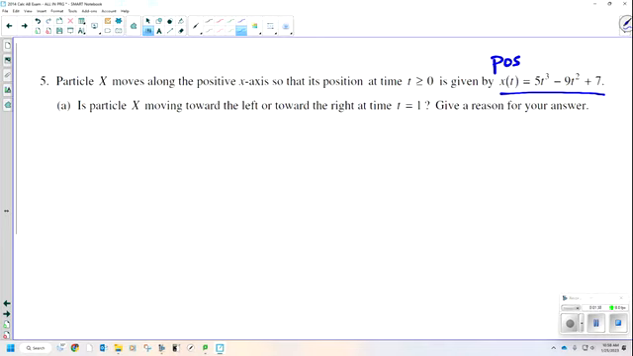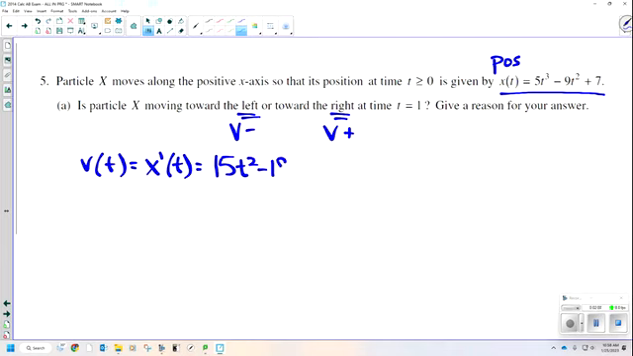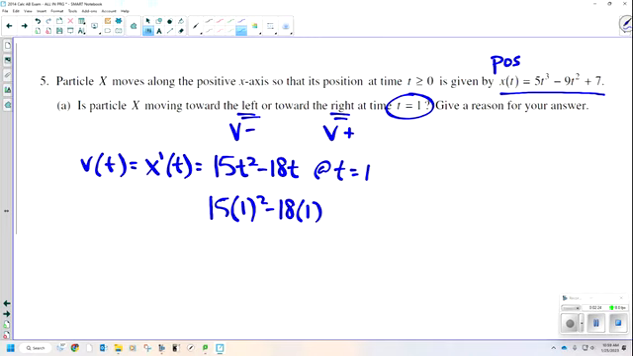In order to determine whether my particle is moving left or right, I am just going to look at the sign of velocity. If it's moving to the right, my velocity should be positive, or bigger than 0. If it's moving to the left, my velocity will be negative, or less than 0. So I need to find velocity, and I do that by taking the derivative of position. So we should have 15t squared minus 18t, right? That is the equation for velocity. I want that at time equals 1. So you have 15 times 1 squared minus 18 times 1. 15 minus 18 gives us a negative 3. That is the velocity at time 1.